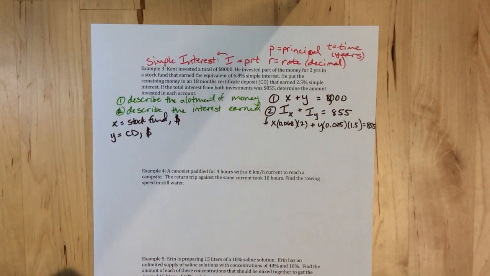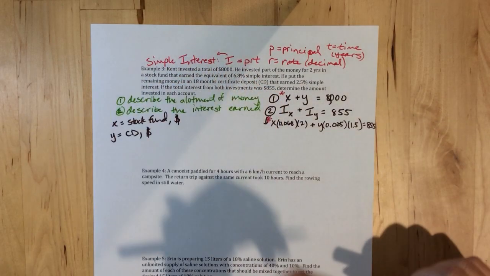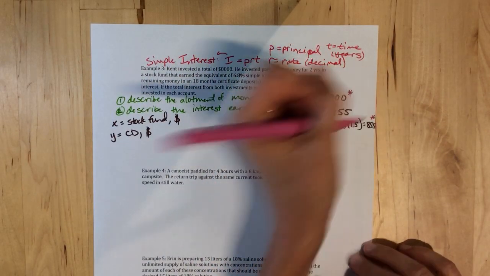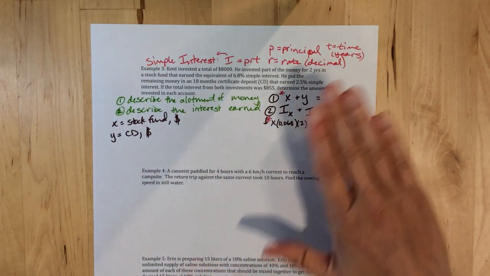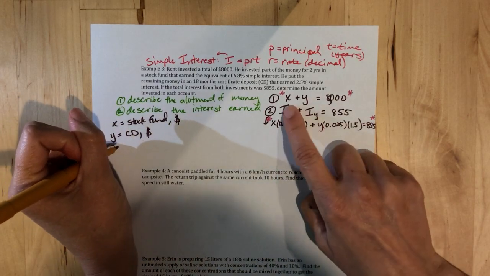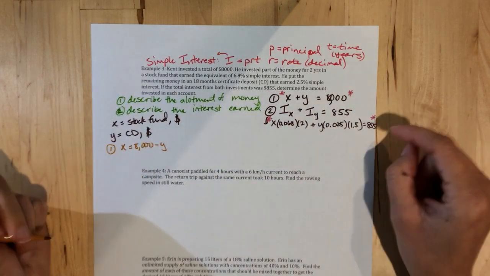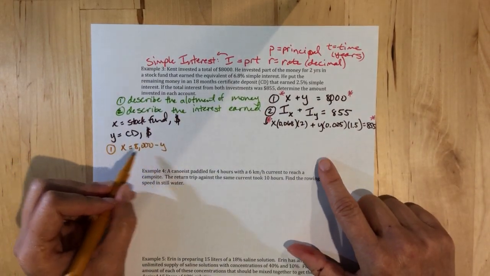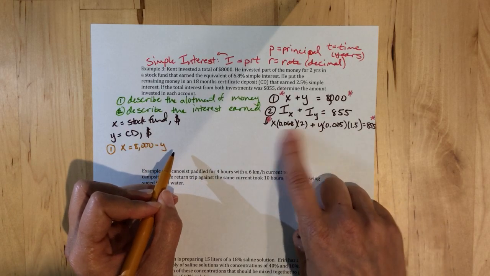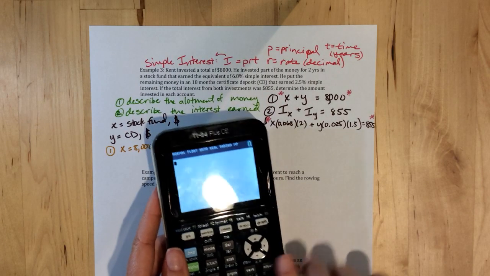Okay, so now here are the 2 equations that we want to use. These 2 right here. We're going to do a substitution. So what that means is from equation 1, I'm going to solve for x or y, doesn't matter. I'll say x equals 8,000 minus y. And now I'm going to plug this into equation 2. I'm also going to simplify a little bit while I'm at it.